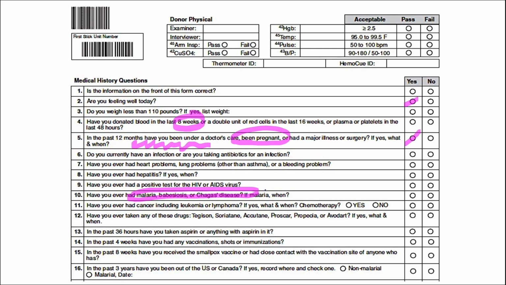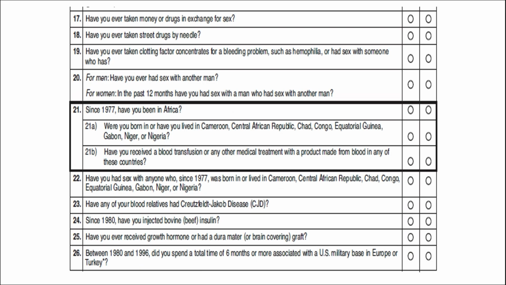In the past 3 years, have you been out of the US or Canada? If yes, record where and check 1. So those are just sample questions that you can ask from the donor, and just like this one also. Sometimes you can translate it in the local dialect, or sometimes the medtech can already memorize the questions, so the medtech directly and immediately translates while reading the English questionnaire.